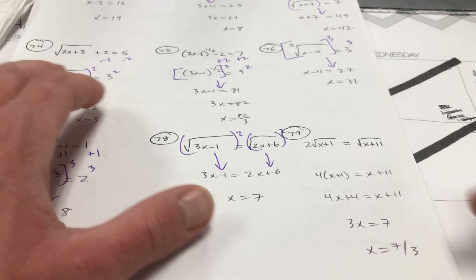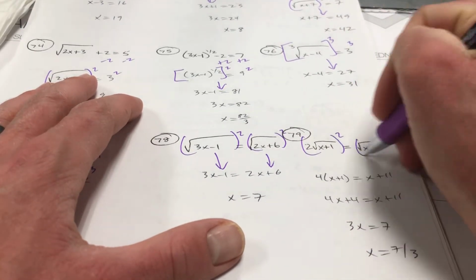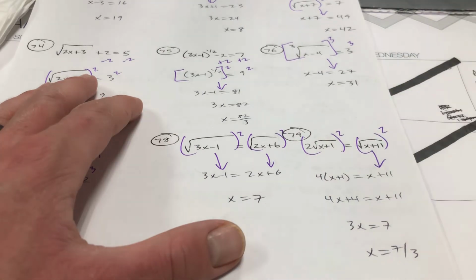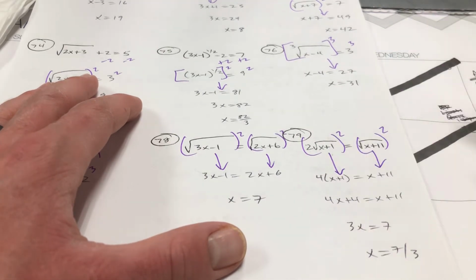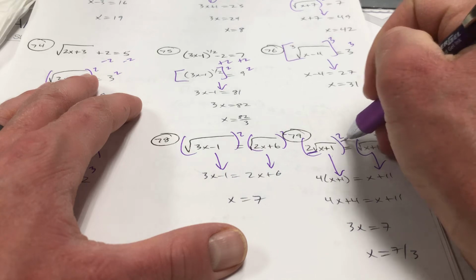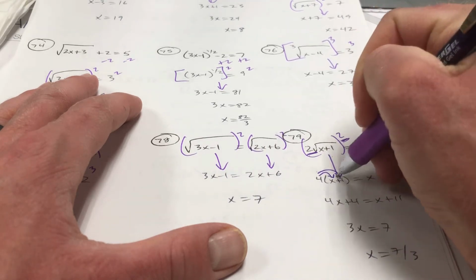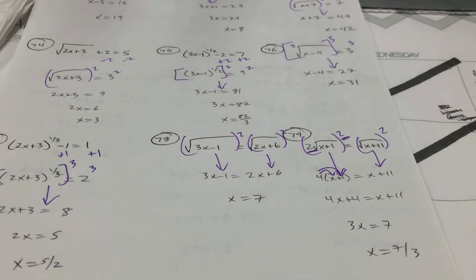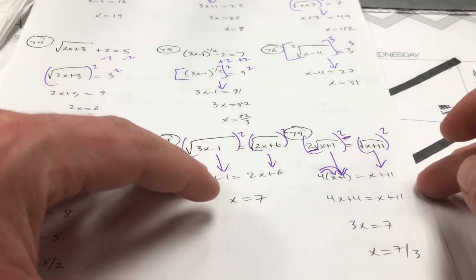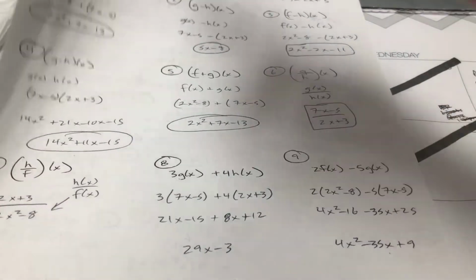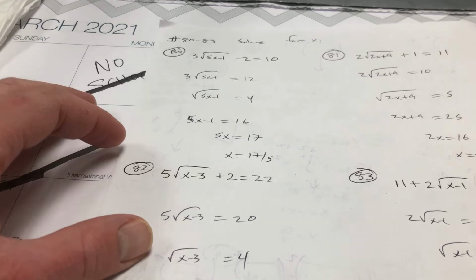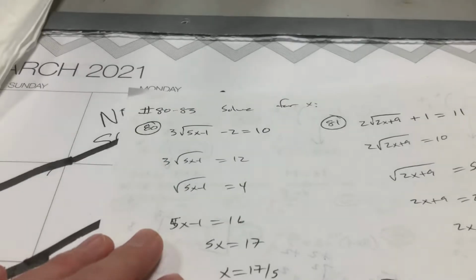I'm going to do the same thing on 79. I'm going to be careful when I square the right side, it's just x plus 11. But when I square the left, yes, the x plus 1 comes down, but I got to square 2. 2 squared is 4. Then I got to distribute, and then I can get my answer. And 3 or 4 more here, the final page.